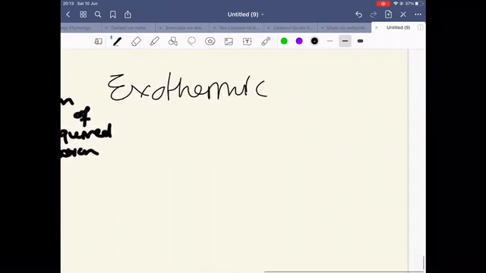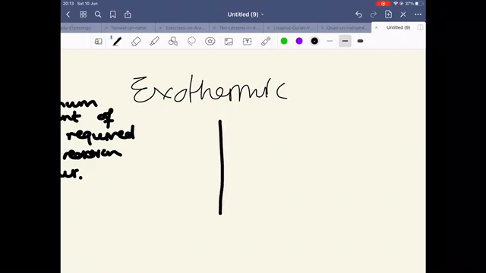So when you're drawing this, it will look something like this. Again, you need to label the energy being released. You can show this with an arrow going down. And again, label the activation energy as well.